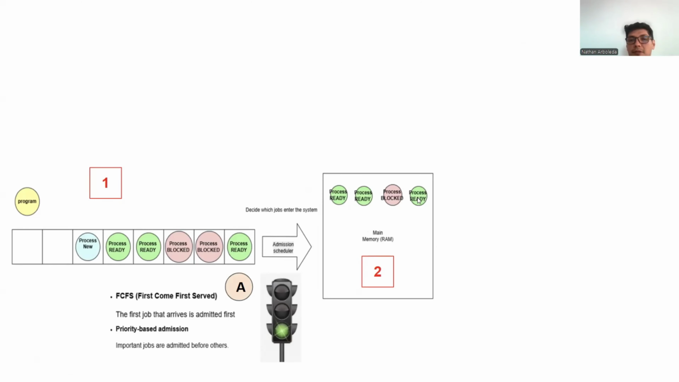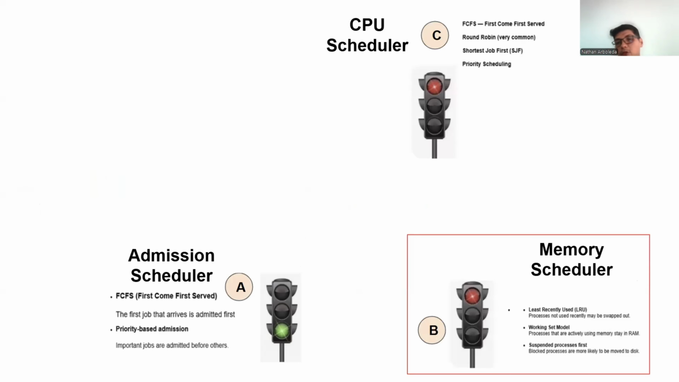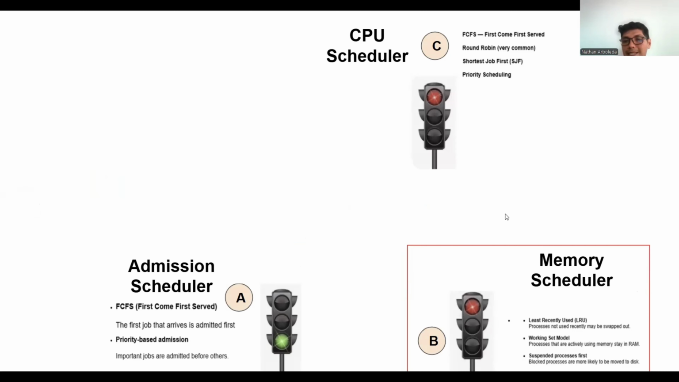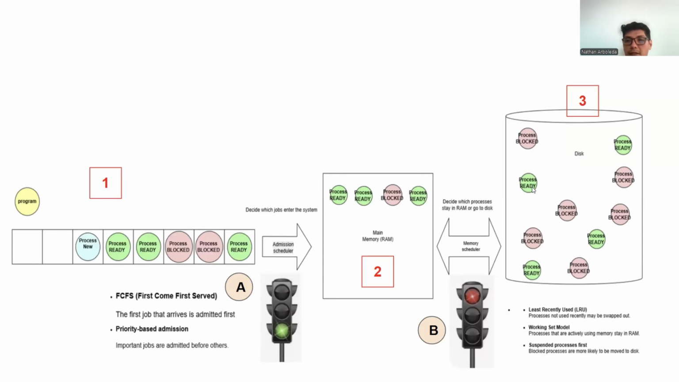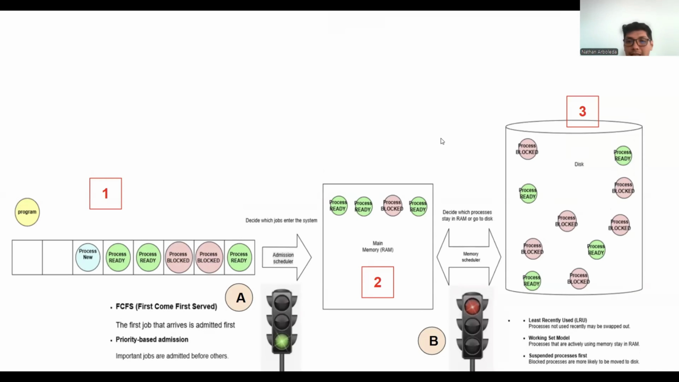As you can see, we have processes already in this memory and it's full. The memory RAM only holds a small amount of memory. Next, we have the memory scheduler. Some algorithms are least recently used, working set model, suspended processes first. Here we can see that this stoplight is in charge of deciding which process stays in the RAM or goes to the disk. The disk is a bigger room where you can have more processes and their different states, and it swaps one process to the RAM and vice versa to the disk.